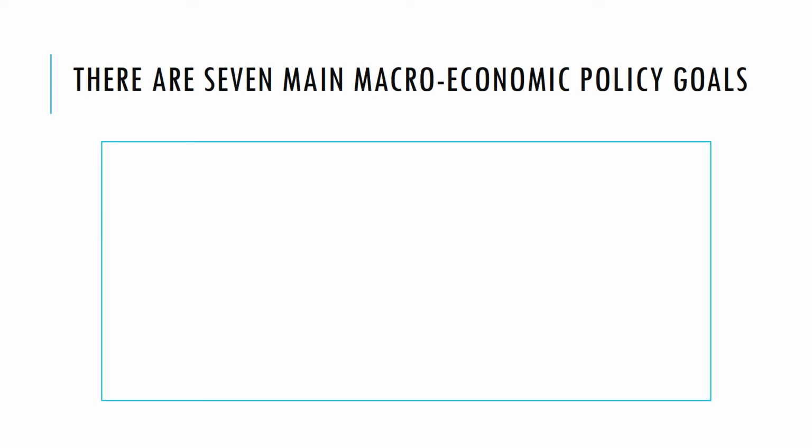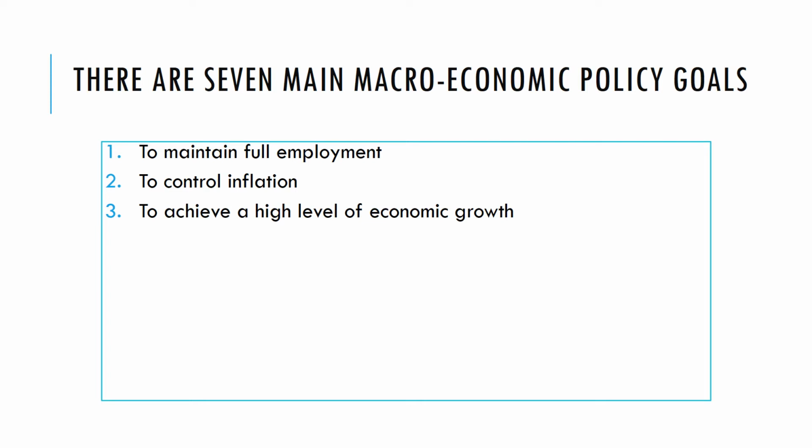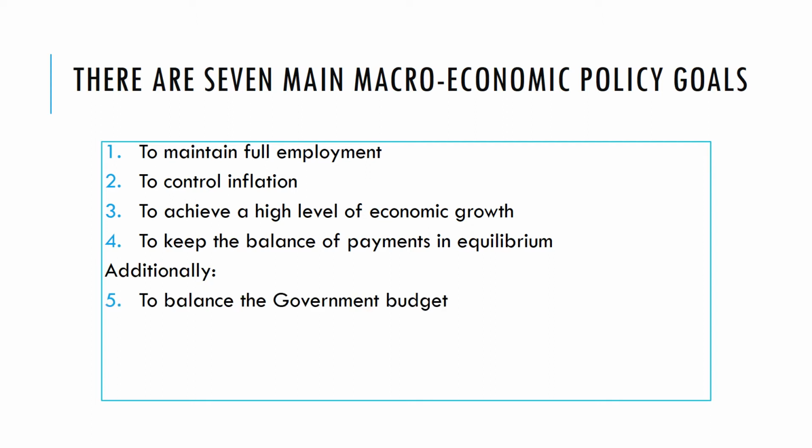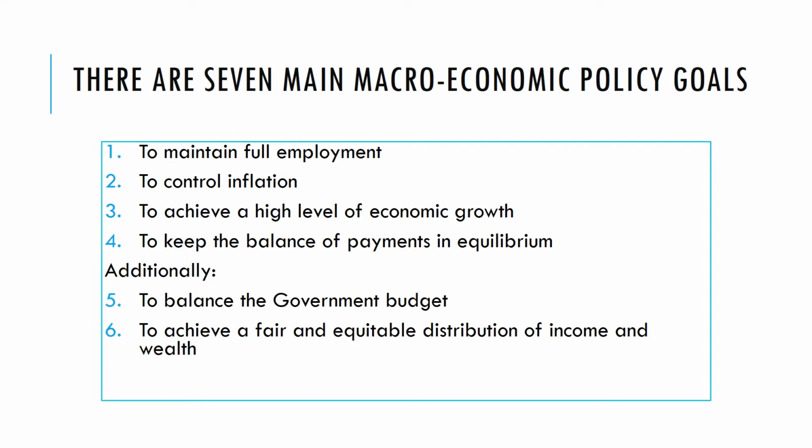But 7 objectives that governments might have for the economy might be to maintain full employment, to control inflation, to achieve a high level of economic growth, to keep the balance of payments in equilibrium. The other 3 might be to balance the government budget, to achieve a fair and equitable distribution of income and wealth in the economy, and lastly, to protect, conserve the environment or the resources in the economy. Now we need to remember the 7 and also in relation to the UK.